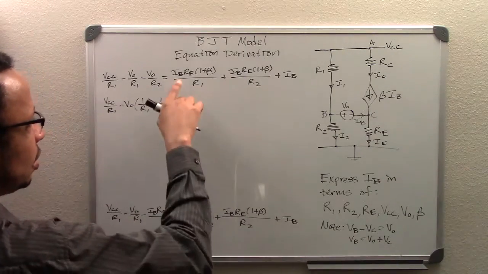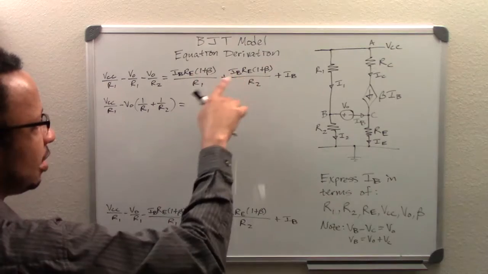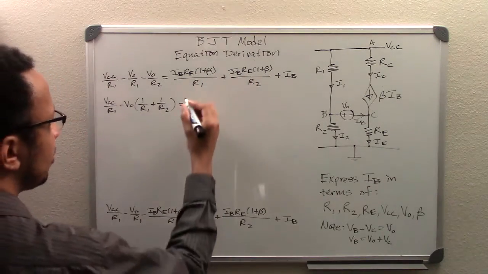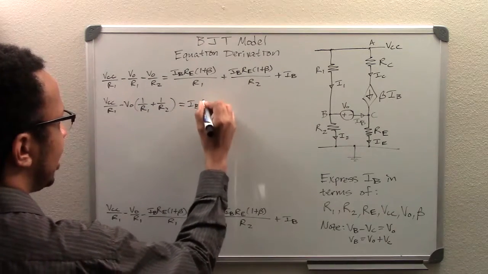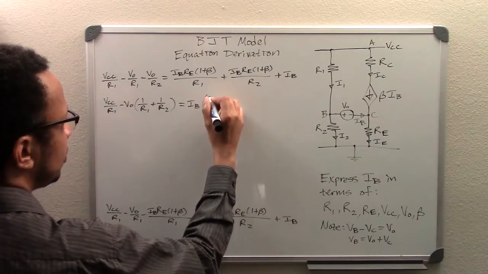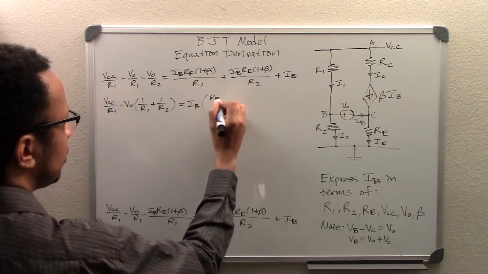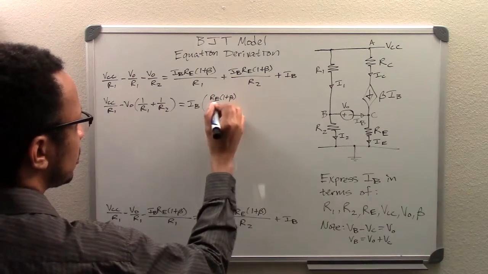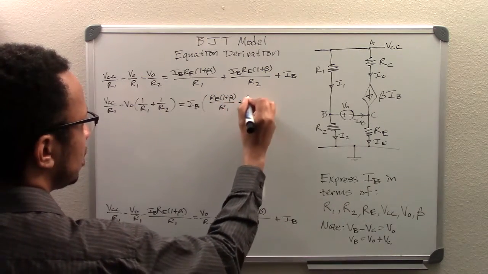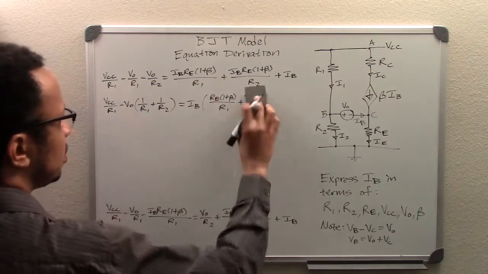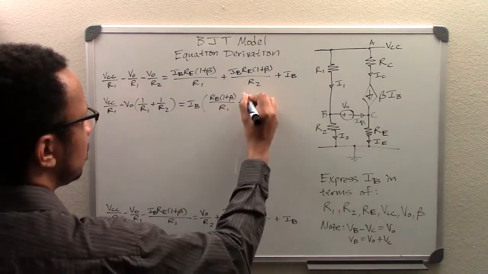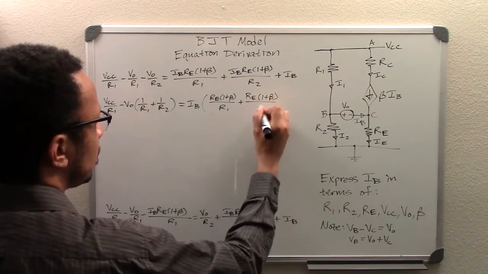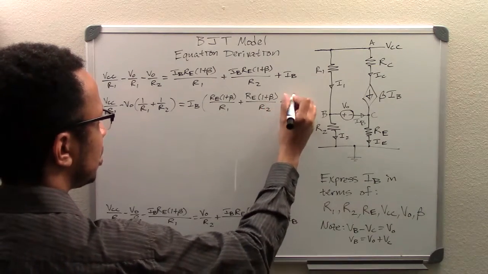Next, we have things that are alike here, but ultimately we want to isolate IB, so we're going to factor out IB. So now we have IB times RE times 1 plus beta over R1, and RE times 1 plus beta over R2, and that's plus 1.